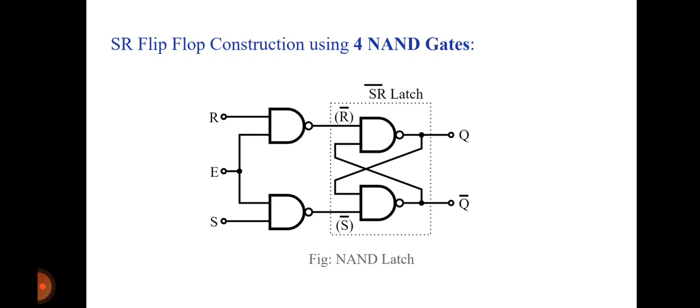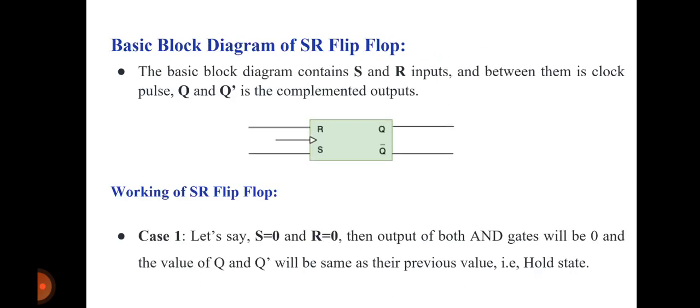are given to the other NAND gates. The output of the third NAND gate is taken as Q bar, and the input of the fourth NAND gate is taken from Q. These third and fourth NAND gates combined are known as SR latch. So the ultimate outputs are Q and Q bar, which is the complement of the output Q.